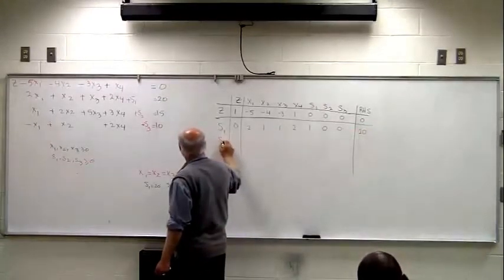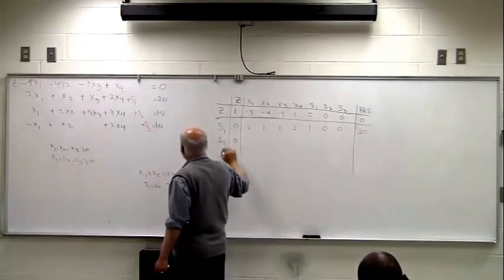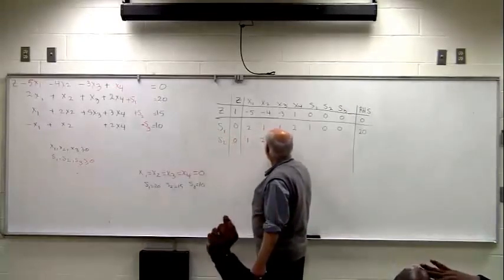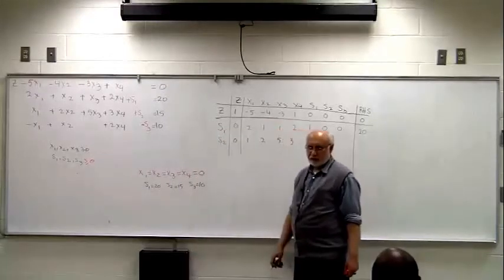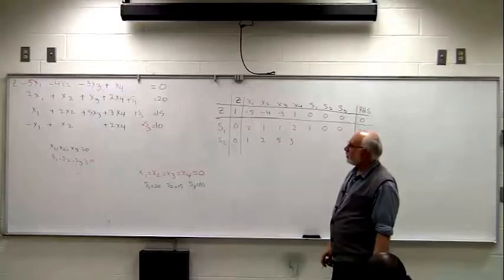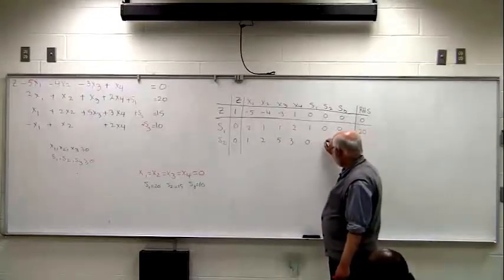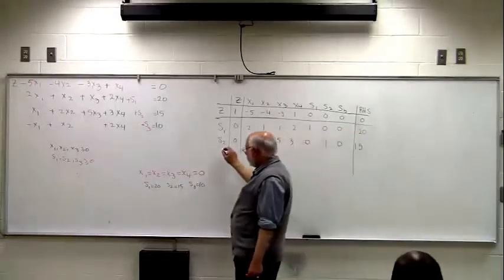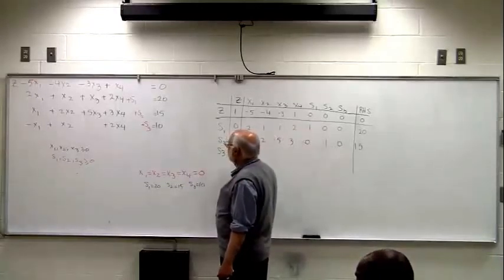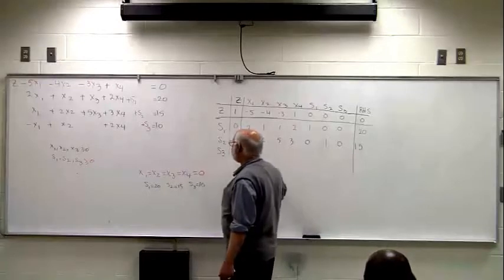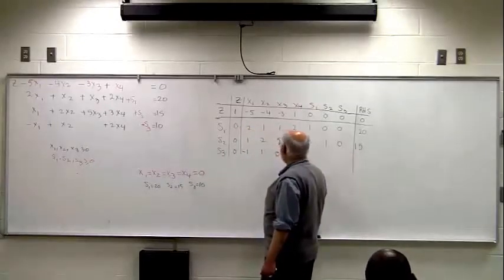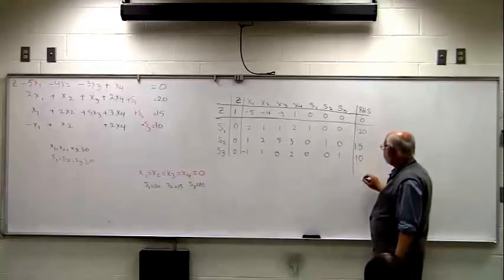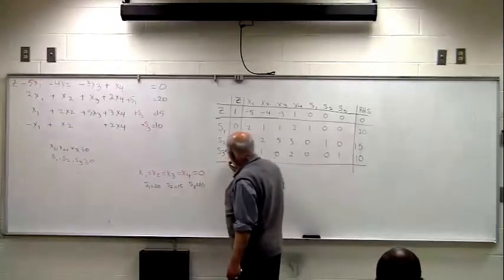For the second one is S2. There's no Z, and it's 1, 2, 5, 3. And then you have 0 and 1 for S2 and 0 for S3 and 15. The third one is S3, and it has 0, negative 1, 1, 0, 2, 0, 0, 1, and 10. And that's the tableau that I have.